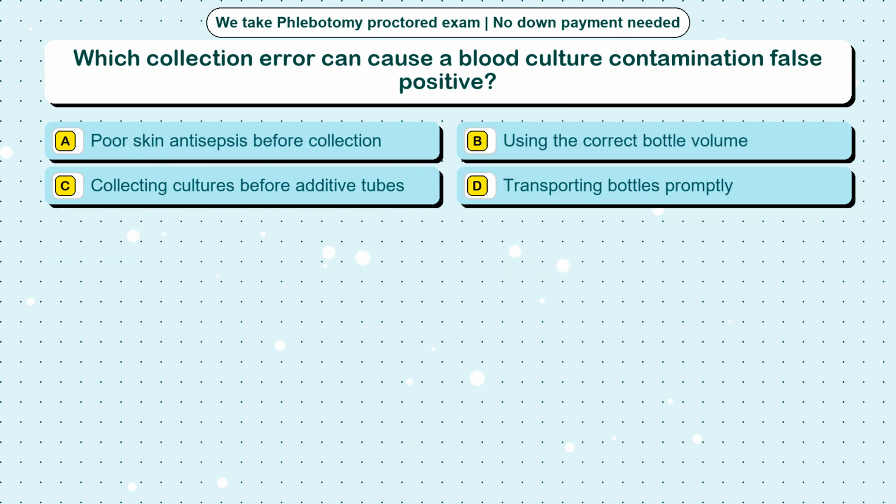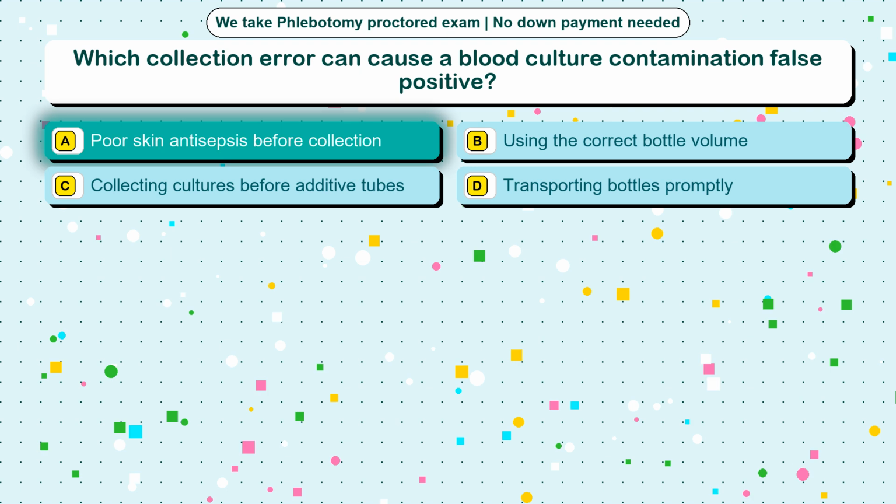Question 75. Which collection error can cause a blood culture contamination false positive? Option A, poor skin antisepsis before collection. Option B, using the correct bottle volume. Option C, collecting cultures before additive tubes. Option D, transporting bottles promptly.